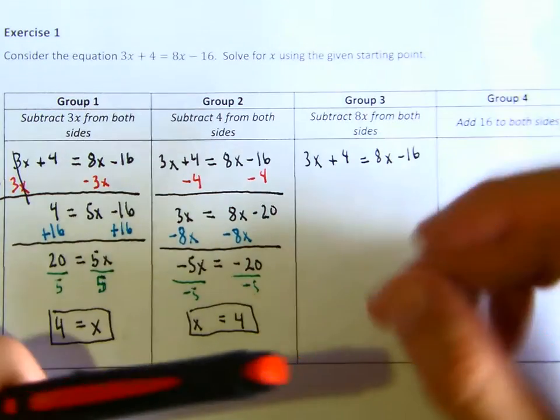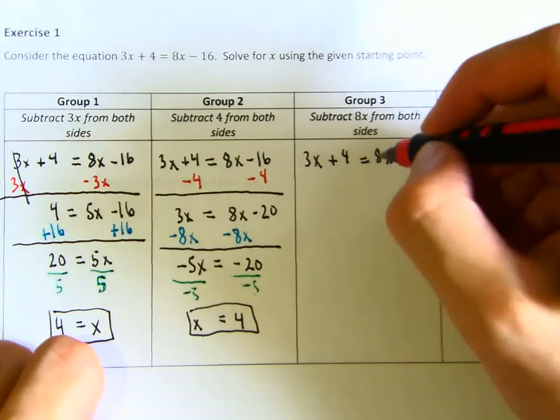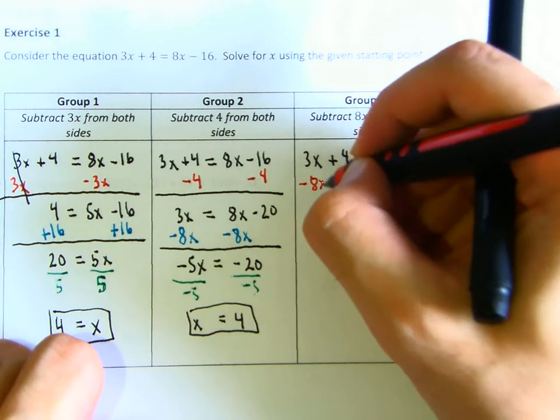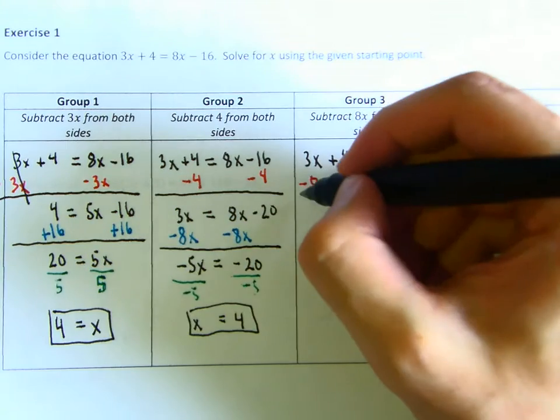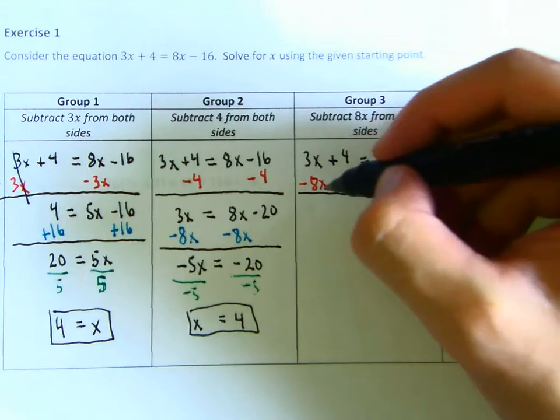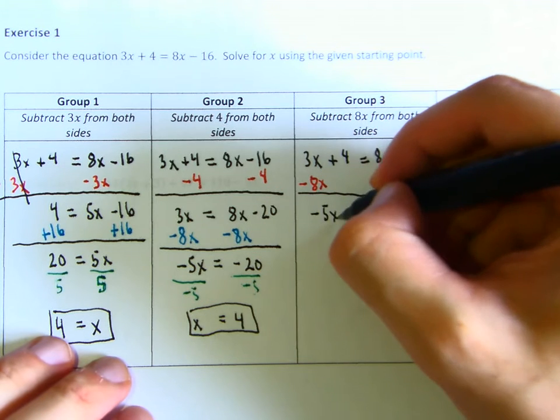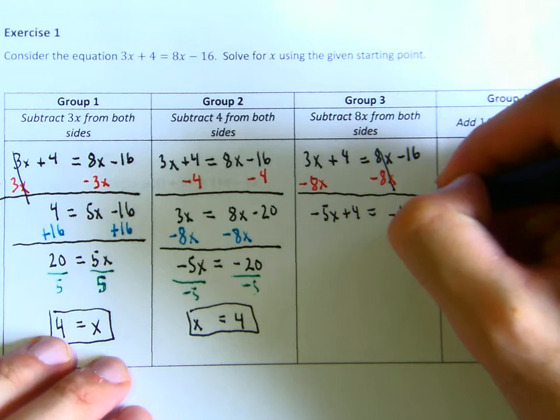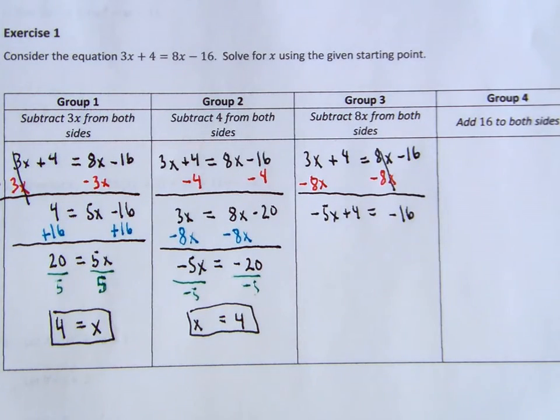Try and take a chance, right? So here, what would be the first move? I subtract 8x, subtract 8x, okay? And now here, 3 minus 8 is negative 5x plus 4 equals, this cancels, minus 16. Then what would you do, right?